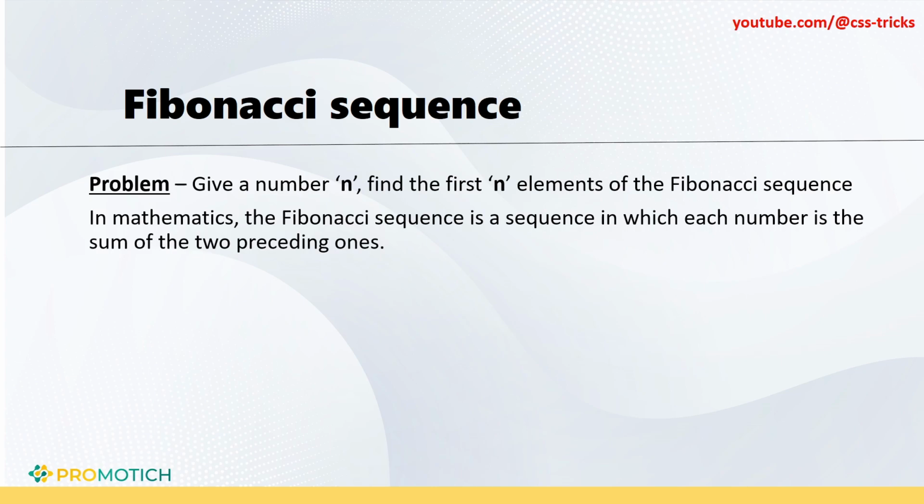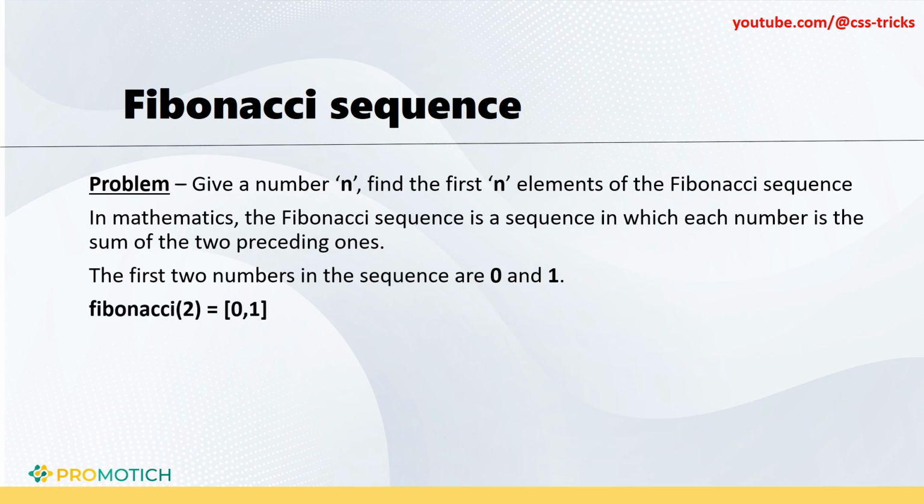In mathematics, the Fibonacci sequence is a sequence in which each number is the sum of the two preceding ones. The first two numbers in the sequence are 0 and 1. For example, Fibonacci of 2 is 0, 1. Fibonacci of 3 is 0, 1 and 1. This is because the third number is the sum of the previous two numbers. Similarly, Fibonacci of 7 is 0, 1, 1, 2, 3, 5, 8.